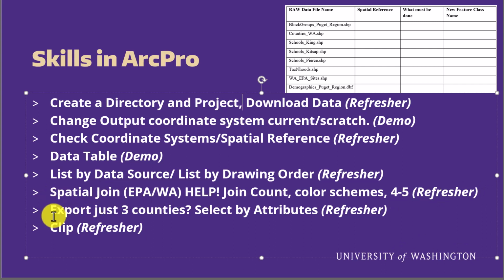Exporting just 3 counties, we've explained before that you can select specific attributes and then export the data. So this is a refresher. If I just selected 3 counties and exported them, I would get the 3 counties that were highlighted, not the entire layer of counties. You're going to be performing a clip, which is also a refresher.